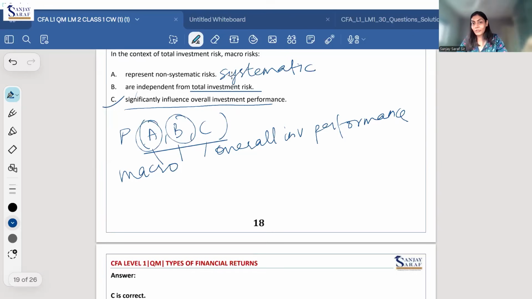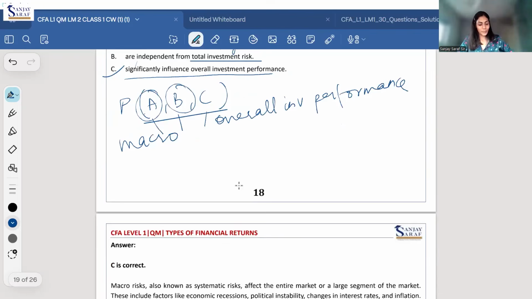Please, everybody, if you could just confirm if this is okay. Sorry for the confusion again, but hope the explanation is okay now. The answer is C. Micro risk मेरा business specific या issuer specific affect करेगा, लेकिन macro risk overall investment performance को affect करेगा. Was it? I think मैंने specifically देवेश को point out किया था, saying it was wrong. Really apologies for that. Okay.